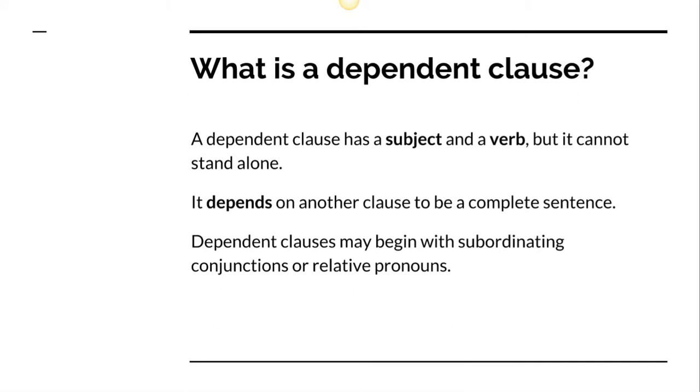It's most important to know what exactly a dependent clause is before we can tell whether it's a fragment or not. A dependent clause has a subject and a verb in it, just like any other sentence, but a dependent clause can't stand alone. In other words, it depends on another clause to be a complete sentence. Dependent clauses may begin with subordinating conjunctions or relative pronouns. These subordinating conjunctions or relative pronouns are a hint that will allow you to identify whether or not you have a dependent clause within a sentence.